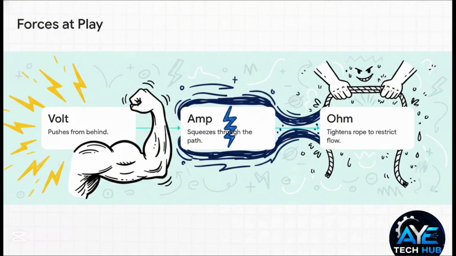Watch how this builds into an awesome active struggle. First, you've got Volt in the back really putting his back into it, shoving incredibly hard to generate forward momentum. Second, Amp is caught right in the middle, desperately attempting to squeeze his way through that narrowed path. And finally, Ohm is sitting up top, mischievously tightening that rope right around the pathway, deliberately restricting Amp's flow.